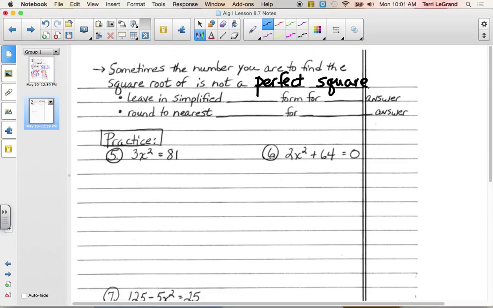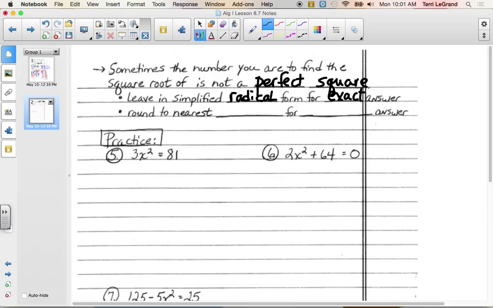We're actually going to leave it in what's called our simplified radical form. I believe we worked with these back earlier in the year too. If we want to show the exact answer, simplified radical form gives us the exact answer. So if you're ever asked to give the exact answer, you can't put it in your calculator and round it.